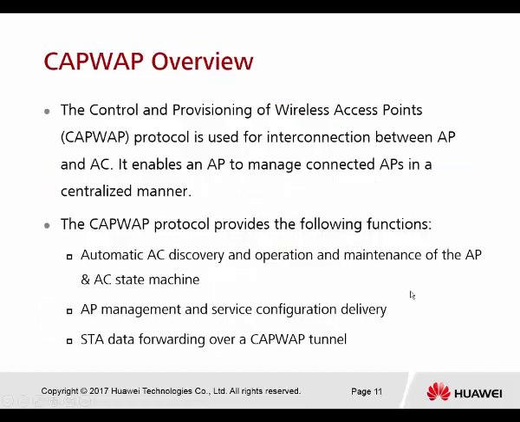CAPWAP protocol is used for the interconnection between AP and AC. It enables an AC to manage the APs in a centralized manner. CAPWAP protocol provides the following functions: automatic AC discovery and operation, maintenance of the AP and the AC state machine, the AP management and the service configuration delivery, and the SDA data forwarding through the CAPWAP tunnel.